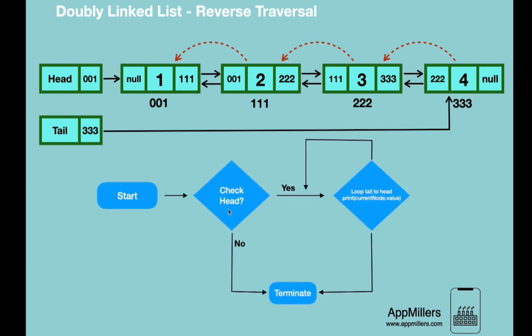Here we start again by checking the head value. So if head is null we terminate our algorithm because there is no element to traverse. But if head points to any given node, then we start to loop through the double linked list. Here we start from tail to head, and in each step we print the value of the node. Now by using this algorithm, let's create our reverse traversal function in Python. So let's switch to Visual Studio Code and create our method there.